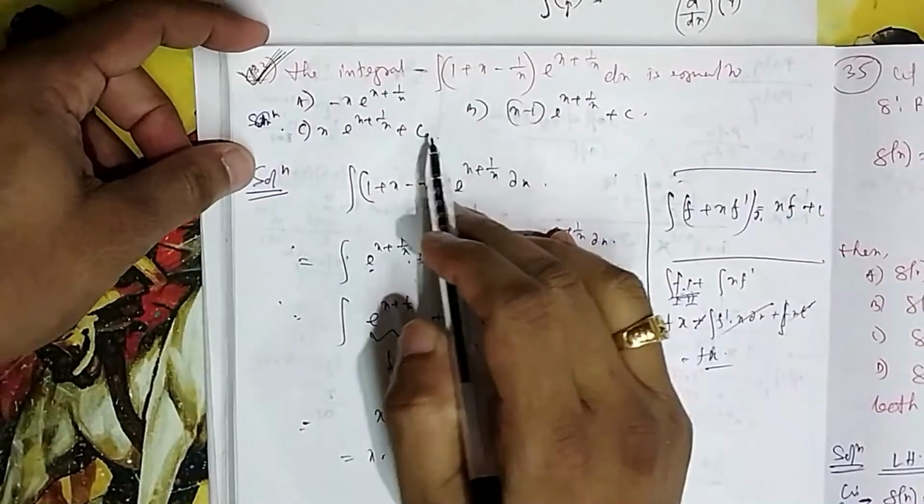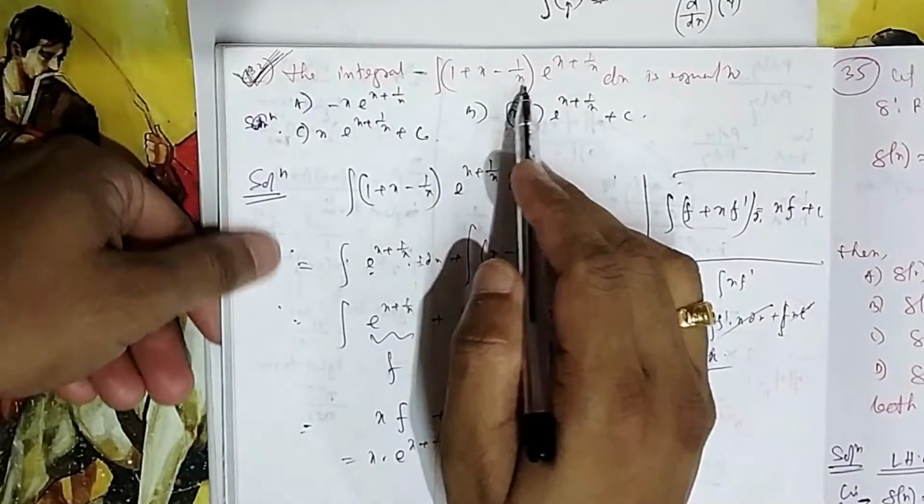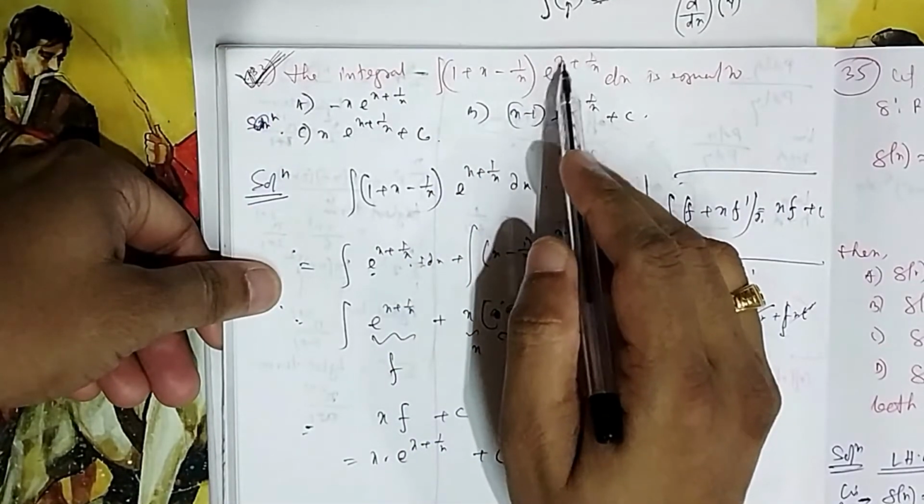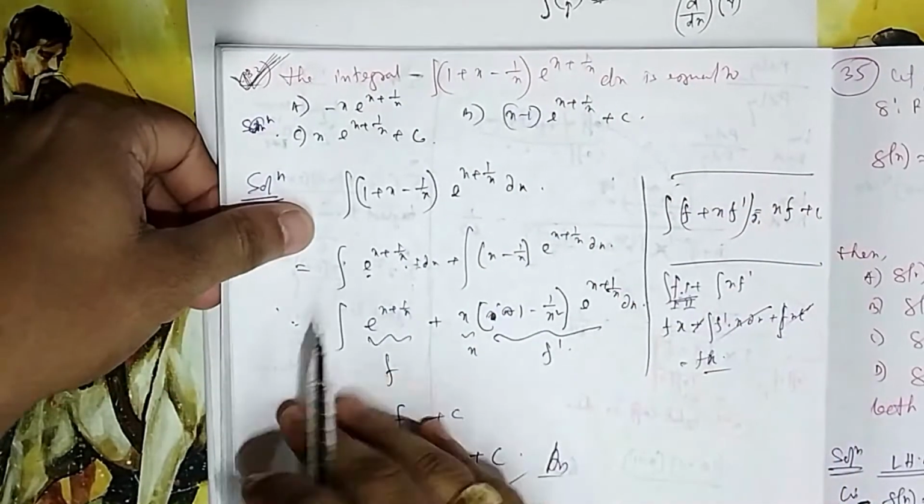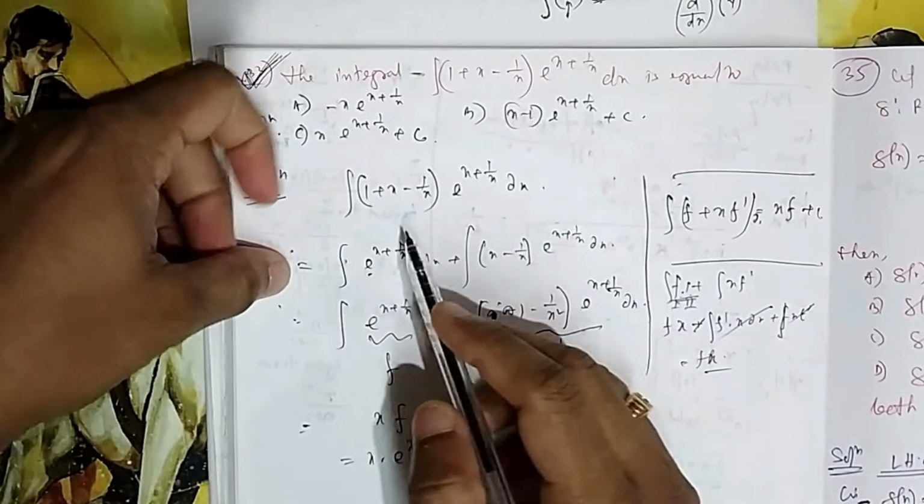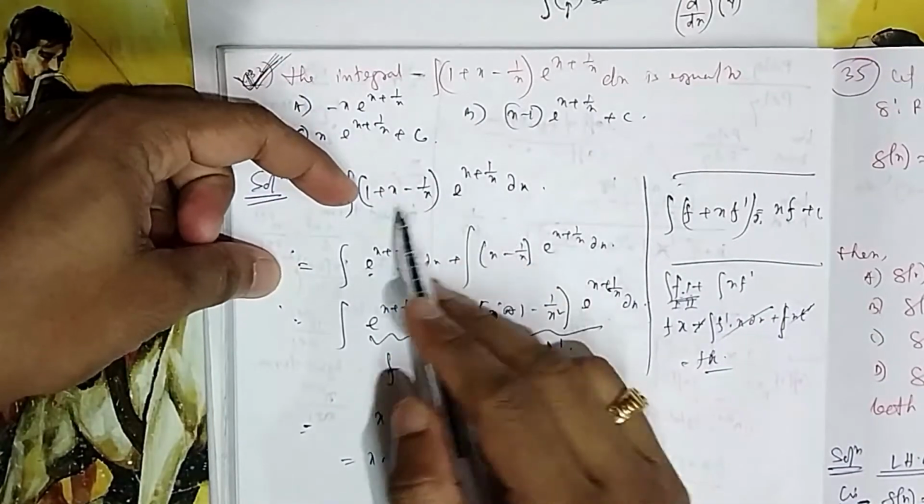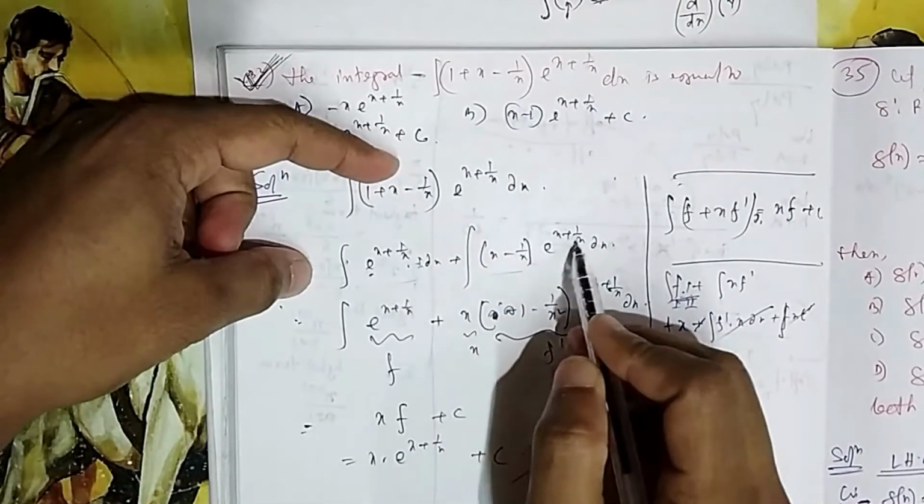Next, if you come to question number 33, what is asked here? The integral of (1 plus x minus 1 by x) into e to the power (x plus 1 by x) dx equal to. So here what you can do, you can think 1 into e to the power x plus 1 by x is this one, and then the entire thing into this.